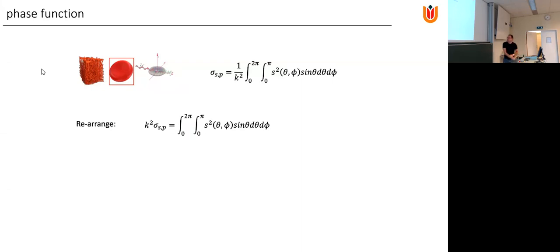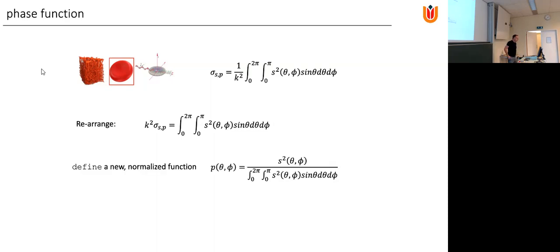as follows. So first, rearrange it a little bit. Bring k squared to the left-hand side of the equation, and then define a new function, a normalized function, p of theta and phi, which is equal to s squared of theta, normalized. It's basically a normalized version of s squared. So you take the function and you divide it by the whole area of the function.